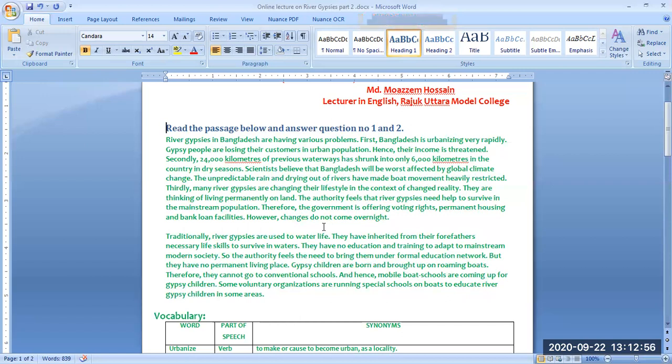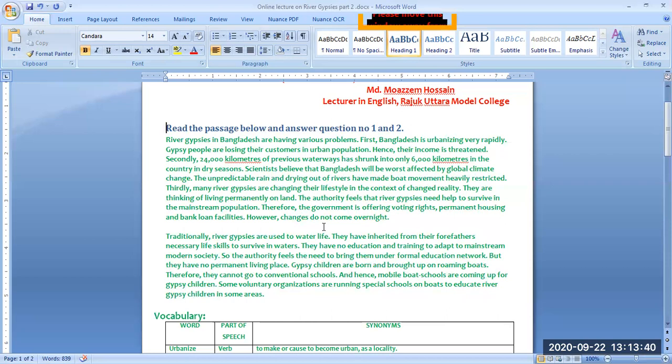They have no education and training to adapt to mainstream modern society. If they want to cope up, I told you earlier, with our modern society, they must have education and training so that they can earn themselves. But they don't have this kind of education. They are not conscious about the education actually. So the authority feels the need to bring them under formal education network. But they have no permanent living place. Suppose the gypsy people are living 4 months in a place, then 4 months in another place. So it is very tough for the gypsy children to go to traditional school and cope up with the educational system. Gypsy children are born and brought up on roaming boats.